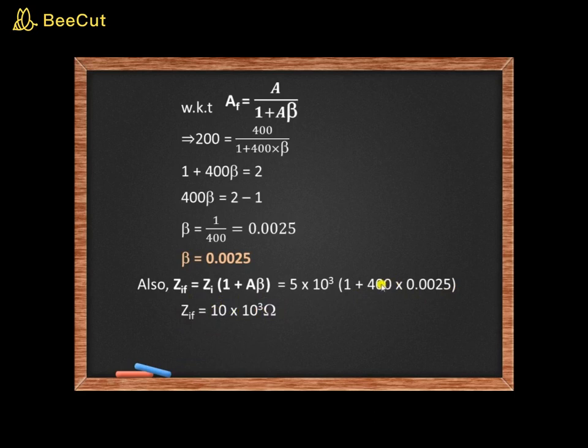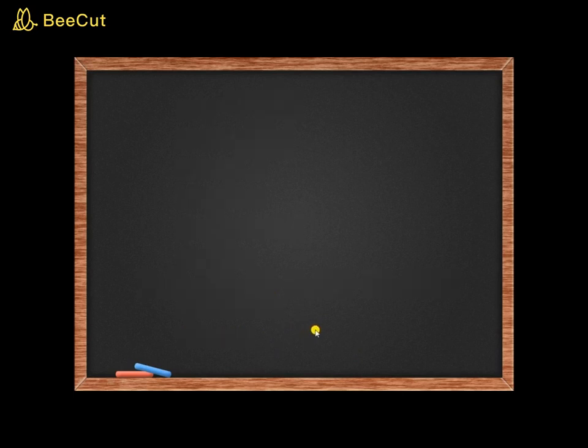So it is 400 into 0.0025 is 1. So 1 plus 1 is 2. 2 into 5 is 10 kilo ohms. So now we calculated ZIF as 10 kilo ohms. Okay students, and it is a very simple problem. You can expect this problem for 3 marks. Next, let us proceed with one more problem.